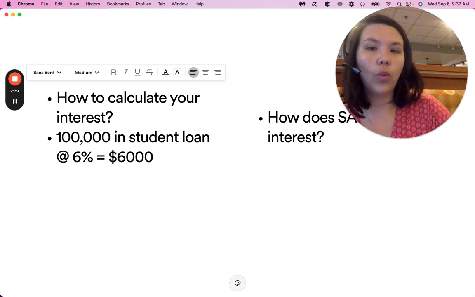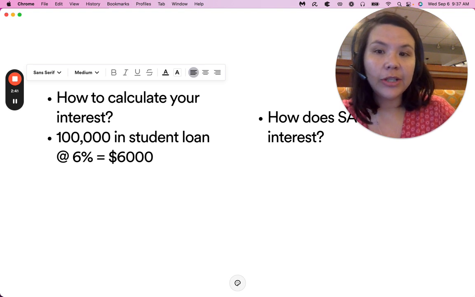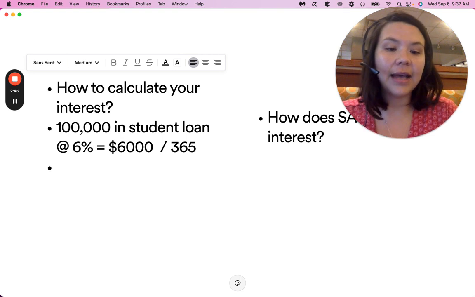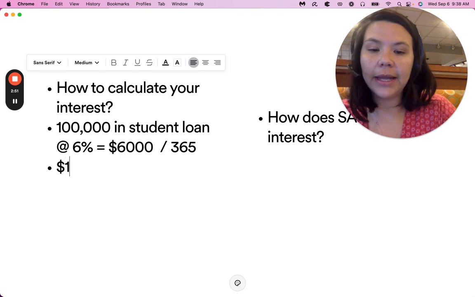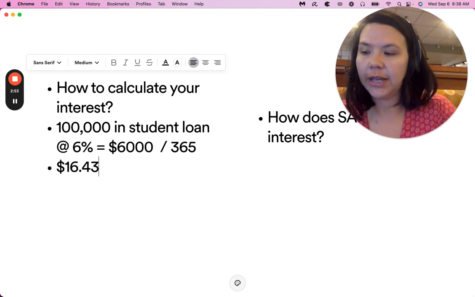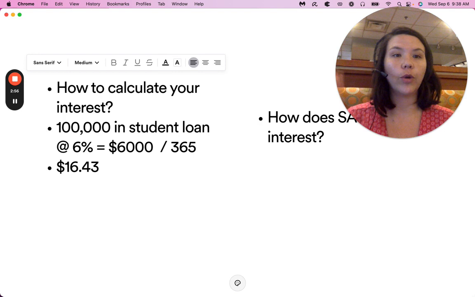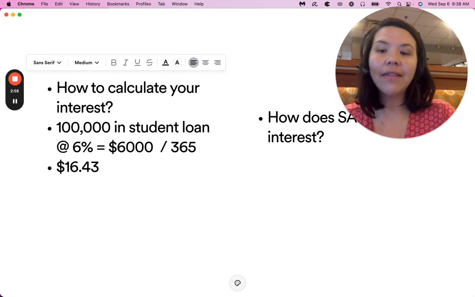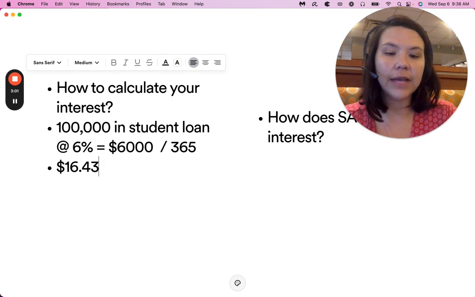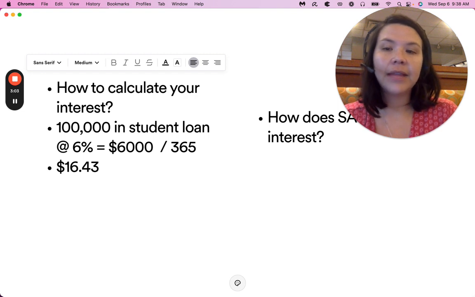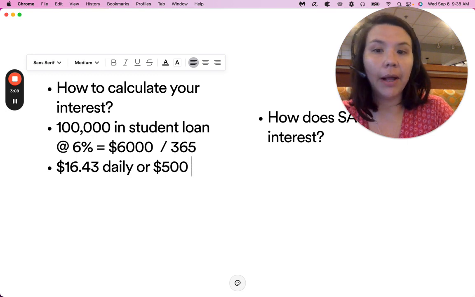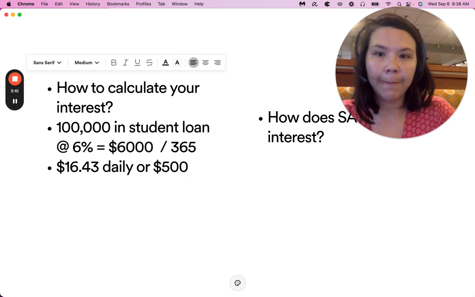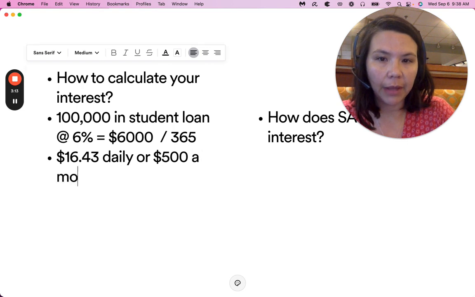If you want to know what your daily interest is, you simply divide this by 365 days, and I'm going to use a calculator here. This will get your daily amount of accumulating interest on a simple interest calculation, which is $16.43. By the month, if you take this $6,000 and divide by 12, that's $500 a month. Pretty simple.